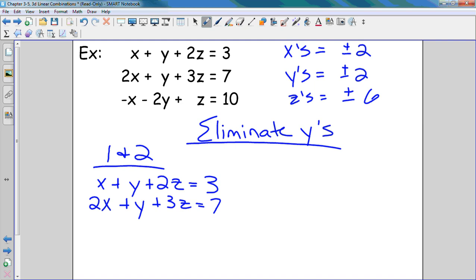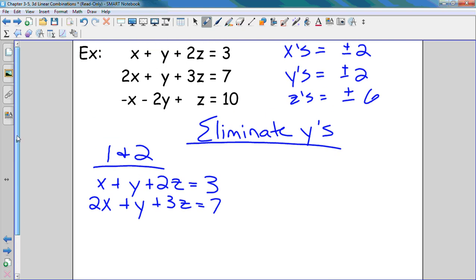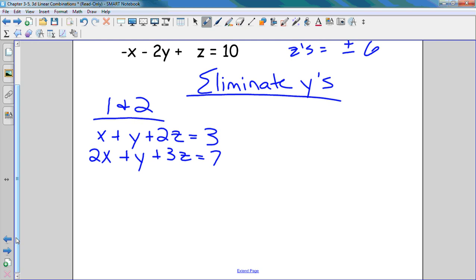How do I change the y to a negative, Taylor? Multiply by negative 1. Can you just do the third one now since the y is negative? You could. Then you'd have to multiply the top one by 2. I'm eliminating them, meaning I have to multiply this by negative 1, and I get negative x minus y minus 2z equals negative 3.